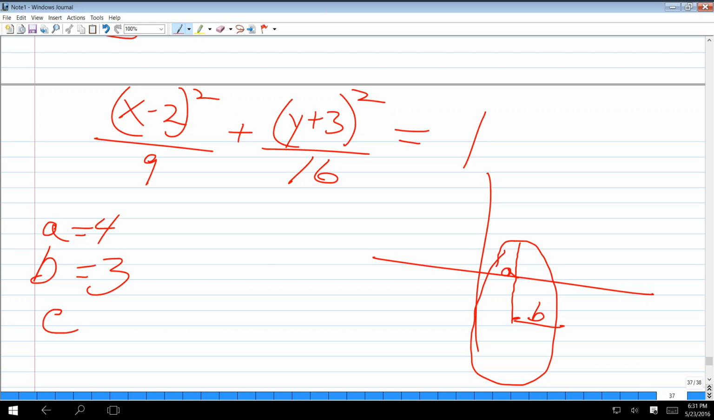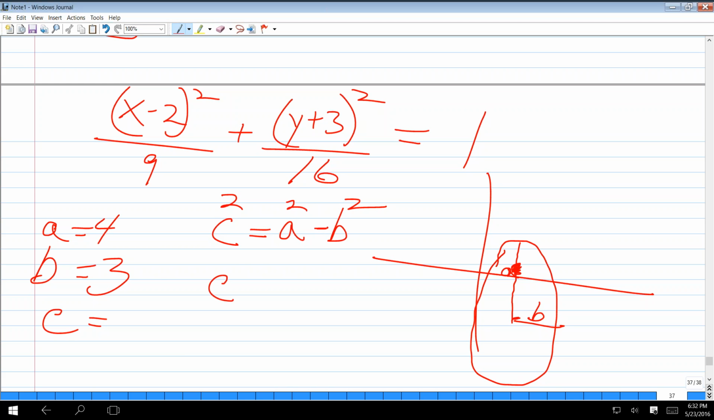What's C? C being the distance from the center to the focus. Is it A minus B or is it A plus B? No, you're right. It's not the same as the Pythagorean theorem, but it's close. Pythagorean theorem would be A squared plus B squared. This is A squared minus B squared for an ellipse. Now, for a hyperbola, it's exactly the same as the Pythagorean theorem. For a hyperbola, it's C squared equals A squared plus B squared.